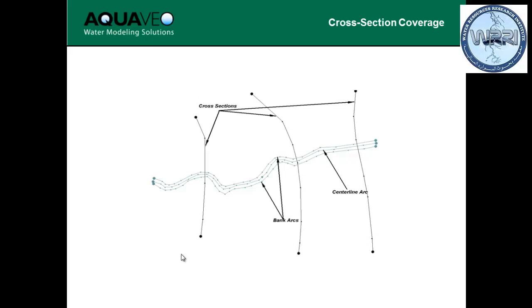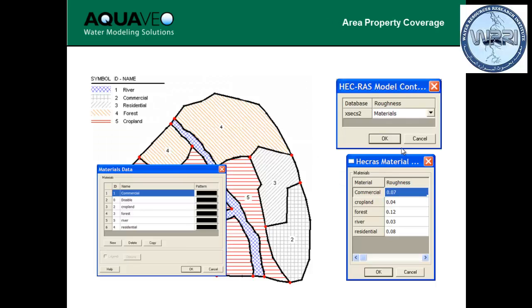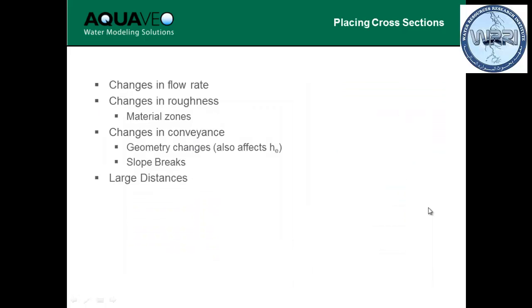Cross-section coverage, this is what a cross-section coverage looks like. It's just some lines that represent your cross-sections. And those lines should be perpendicular to the flow in your model. An area property coverage, like you mentioned, it's like a land use coverage that has different types of Manning's roughness values. And you can define different properties for different polygons and then define Manning's roughness for each of those properties.